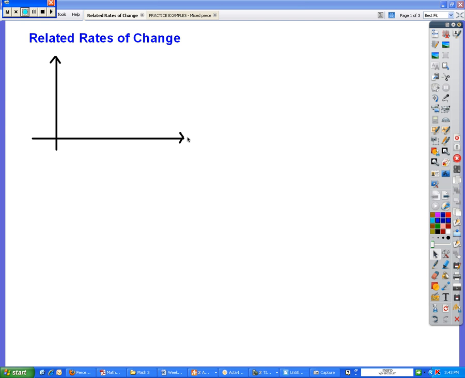Hey guys, today we're here to talk about one of our last applications of differential calculus, related rates. So I'm just going to take you back to one of the first things you did when we started calculus. Let's say we had our XY axis here, and we had a nice little function here. Let's make it a little bit thicker.